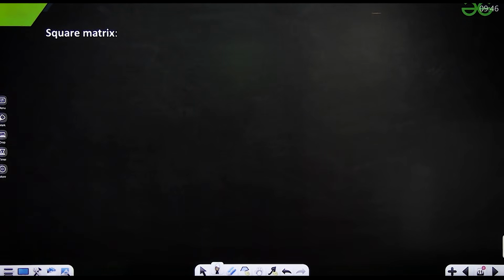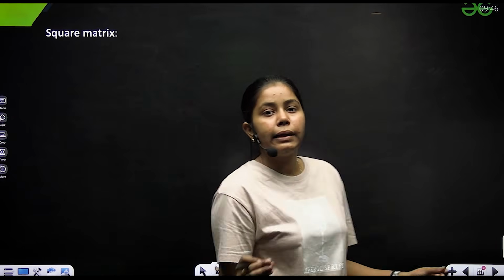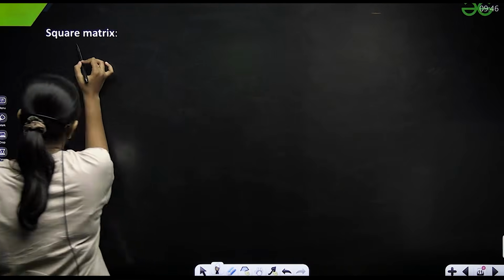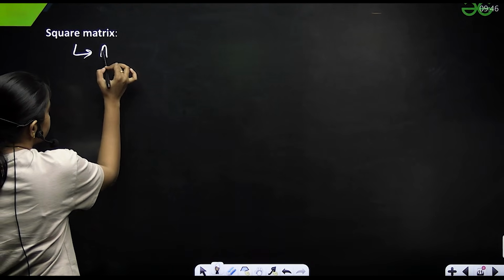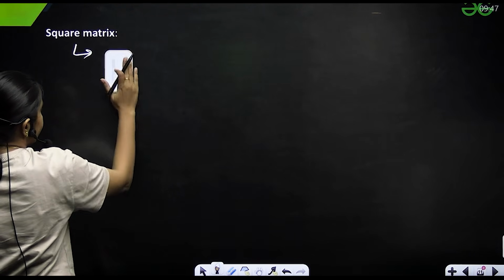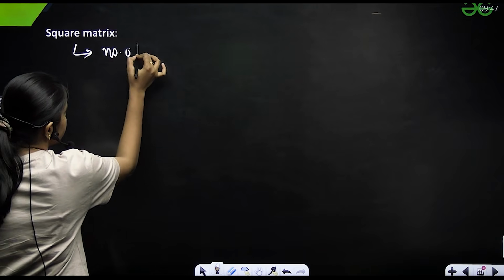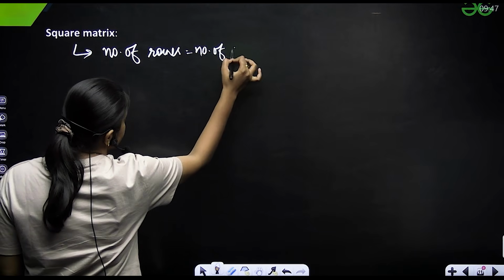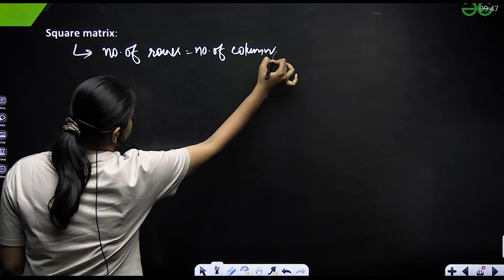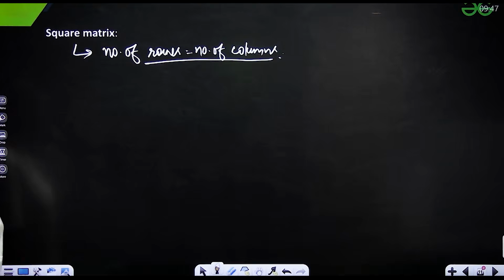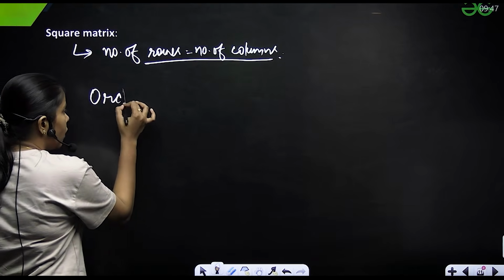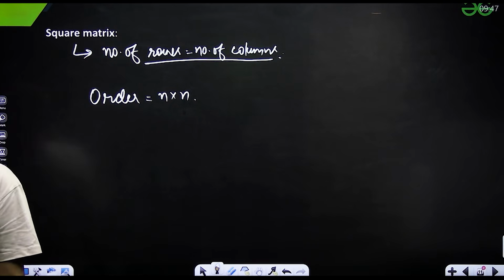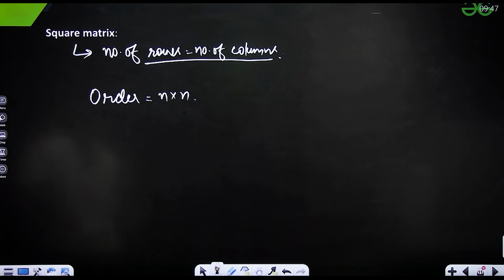Right? Now, next thing we have is the square matrix. It is a matrix in which the number of rows equals the number of columns, and that is why it is called a square matrix. If the order is of this type, n cross n, then it is a square matrix.